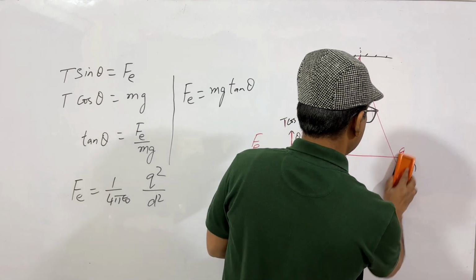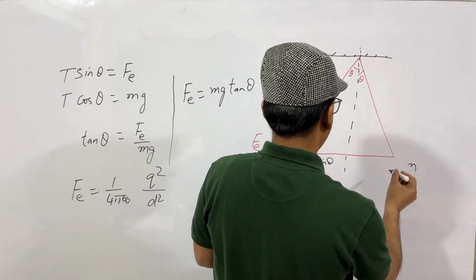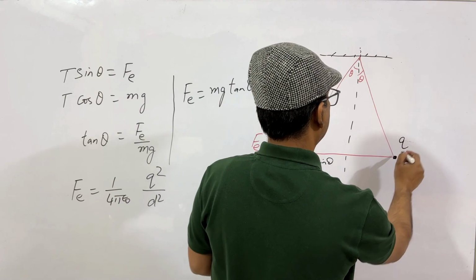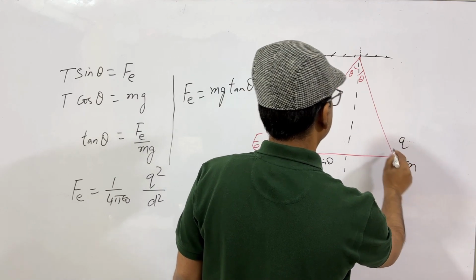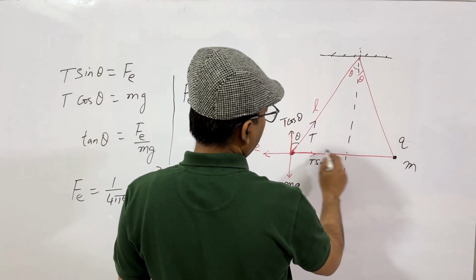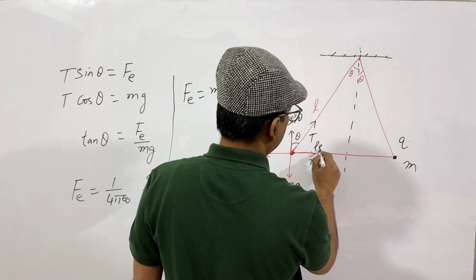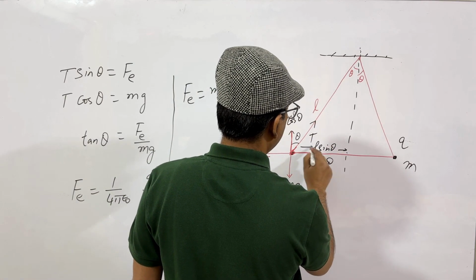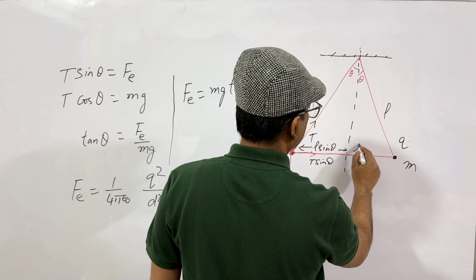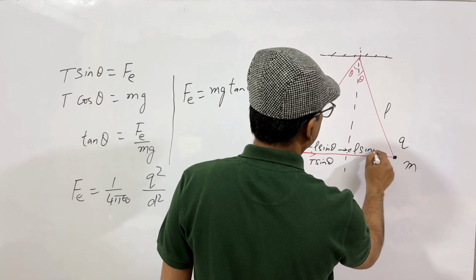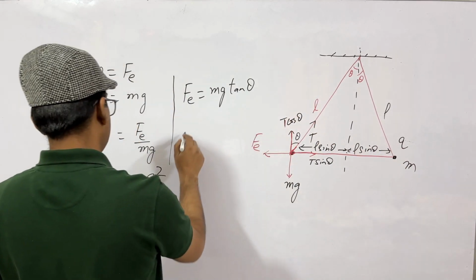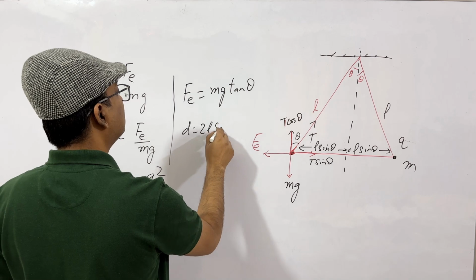Let the charge be at this point. This is q. The distance between the charges is D, the string length is L, and the angle is theta. So from here to here is L sin theta, and similarly from here to here also L sin theta. Therefore your D is what? D is 2L sin theta.